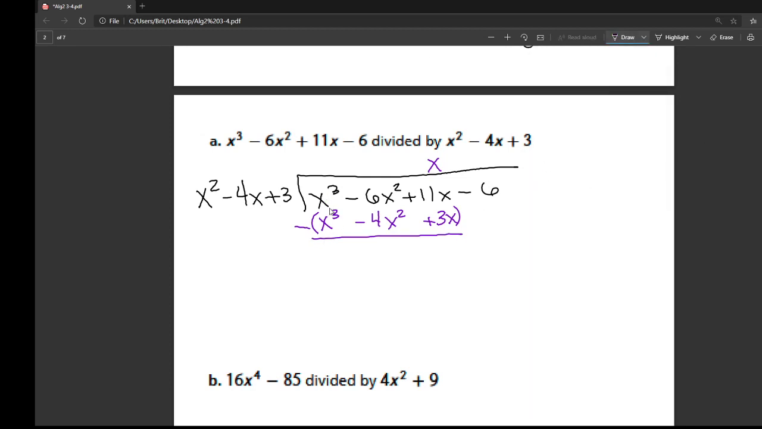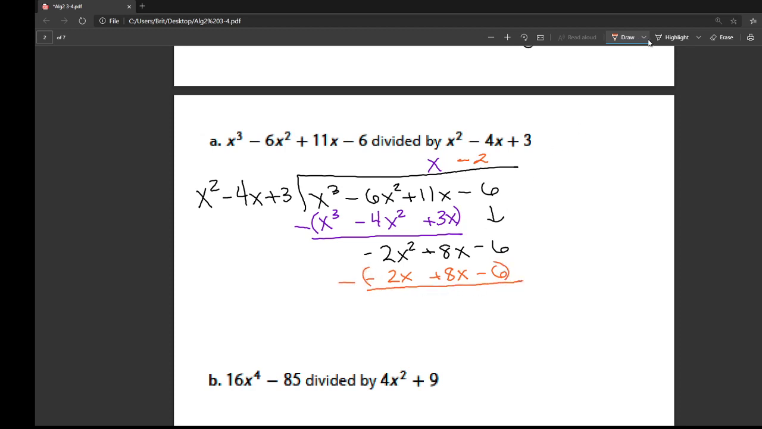So when I subtract, these first terms cancel. Negative 6 minus negative 4 is negative 2x squared. 11 minus 3 is 8x. And then I drop down my minus 6. So to go from x squared to negative 2x squared, I need a negative 2. So now I'm multiplying it out, so negative 2 times negative 4x is plus 8x, and negative 2 times 3 is a negative 6.